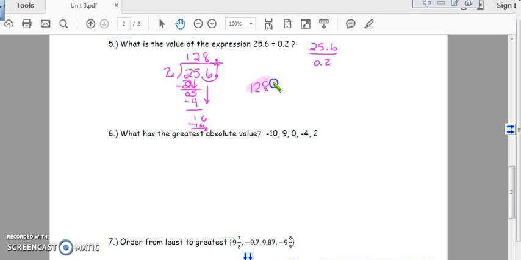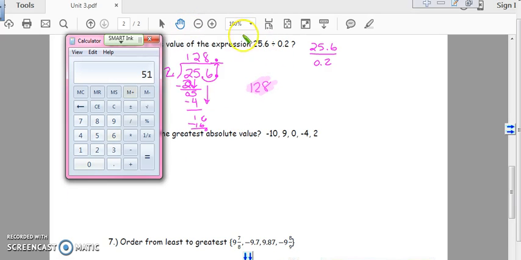I can also go through and check it and type it the way I see it. So 25.6 divided by 0.2 gives me 128. So you will have a calculator with you, so you can always check your answer.